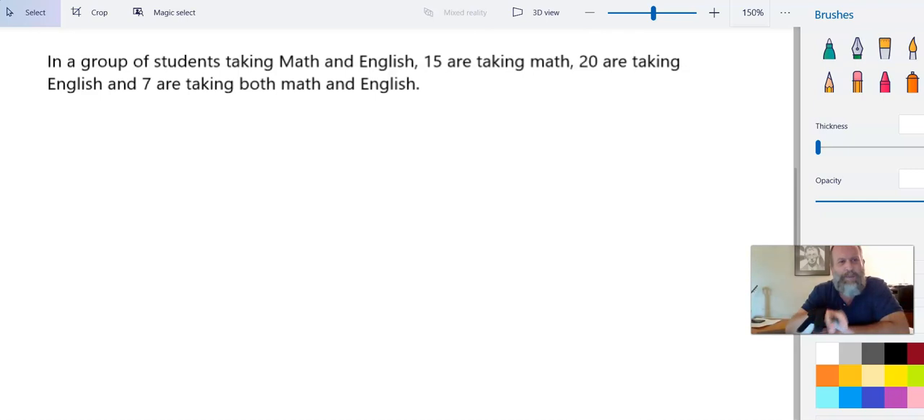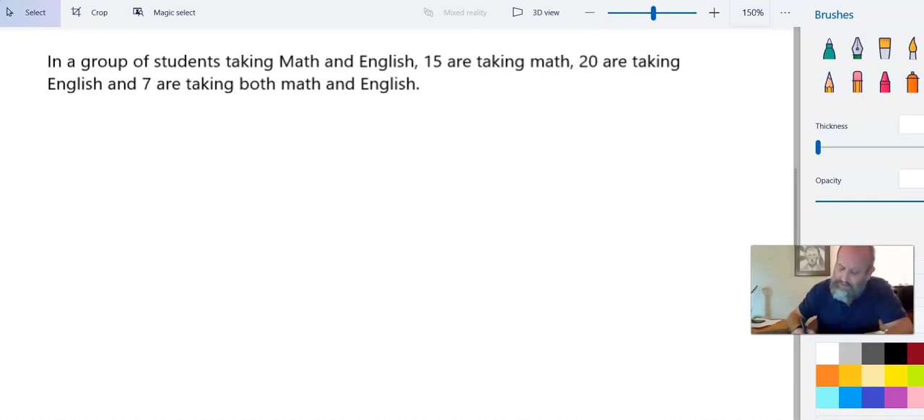One of the things I want to point out about this particular example, there are 2 major events that we can look at in here, right? Being a student who is taking math, or, excuse me, being a student who is taking English. Those are the 2 main events. These are not independent events. If they were independent, you could either take math or you could take English, but you couldn't take both. But because you can take both, in fact, we have 7 students here who are taking both, they're falling into both categories, and so they're not mutually exclusive.